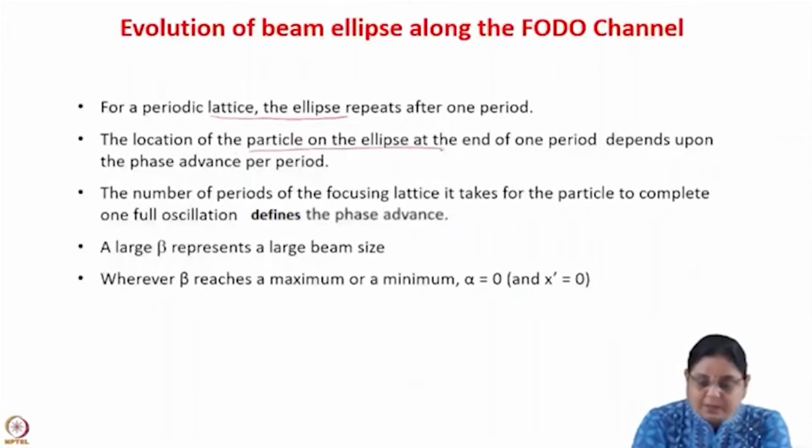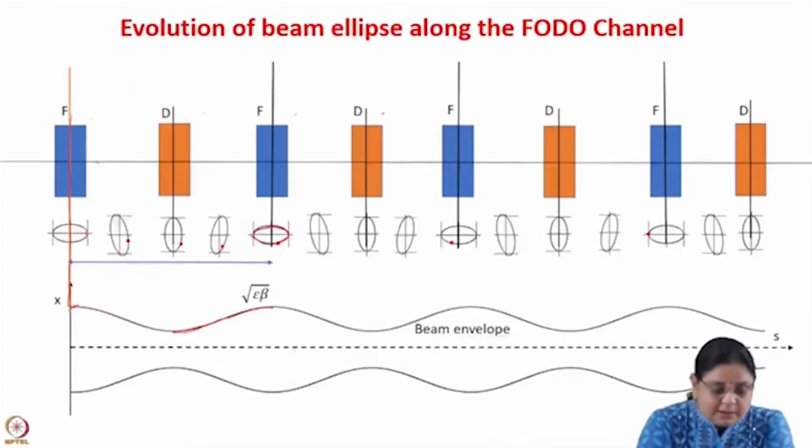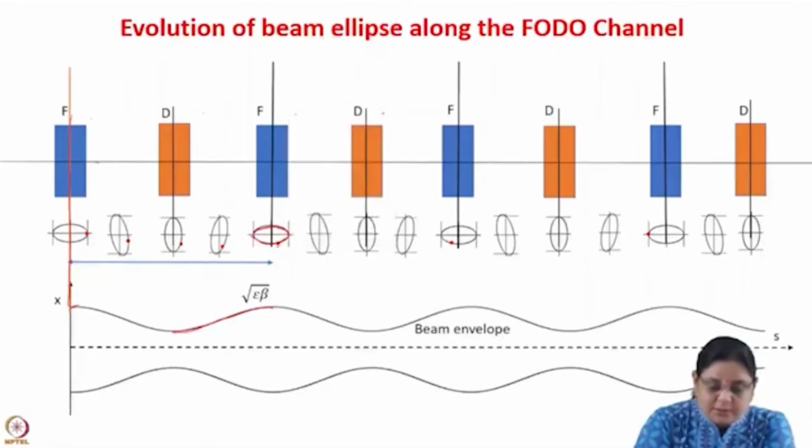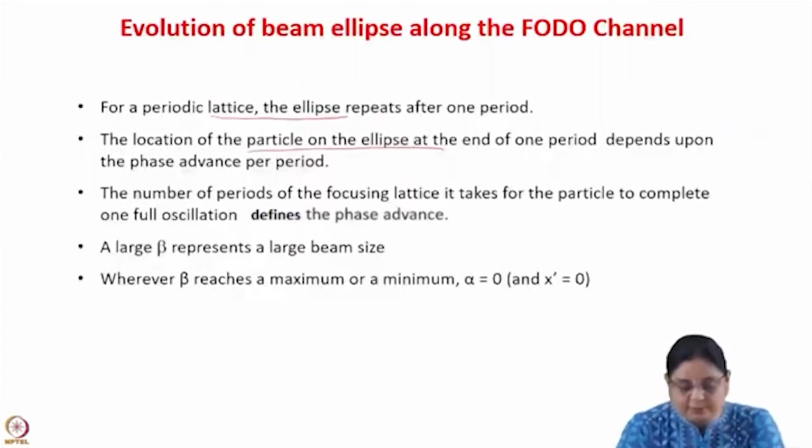The location of the particle on the ellipse at the end of one period depends upon the phase advance per period. So here, let's say this is one particle lying on the outermost ellipse, and at this location it is here. As the ellipse evolves, the particle moves along the ellipse. So at the end of one period, it will not come back to the same position. It depends upon the phase advance. So at the end of one period, it has moved from here to here. This angle is known as the phase advance.